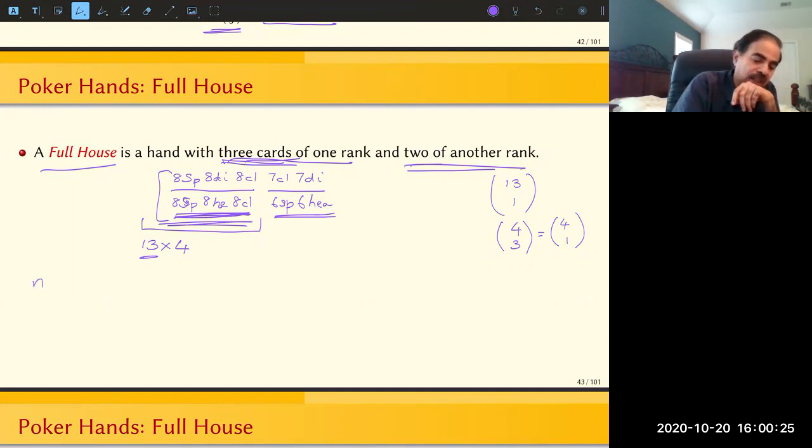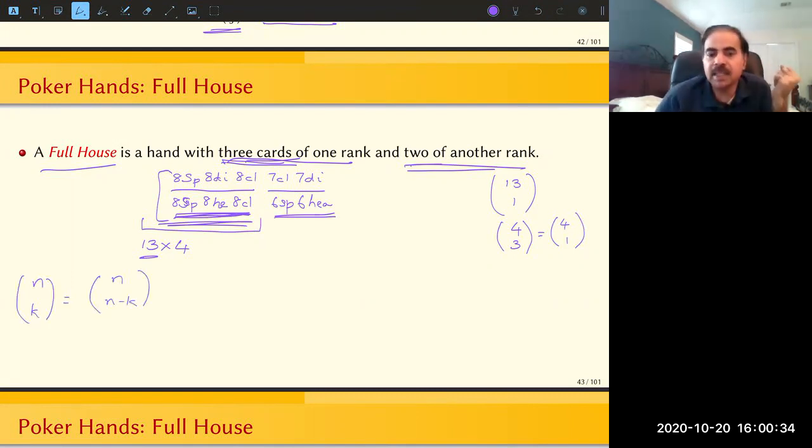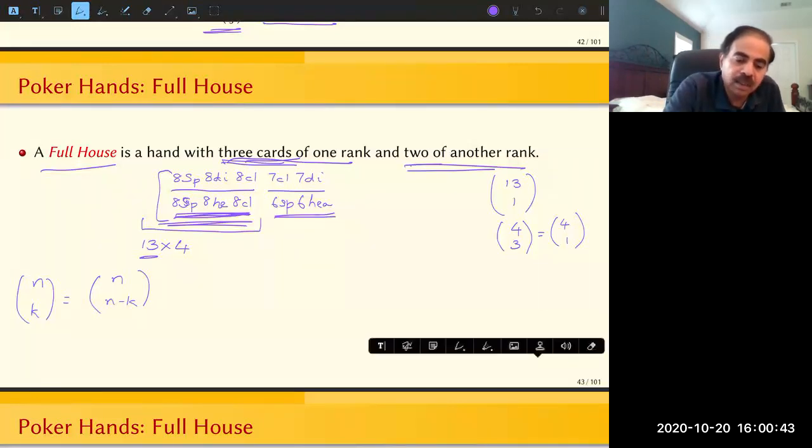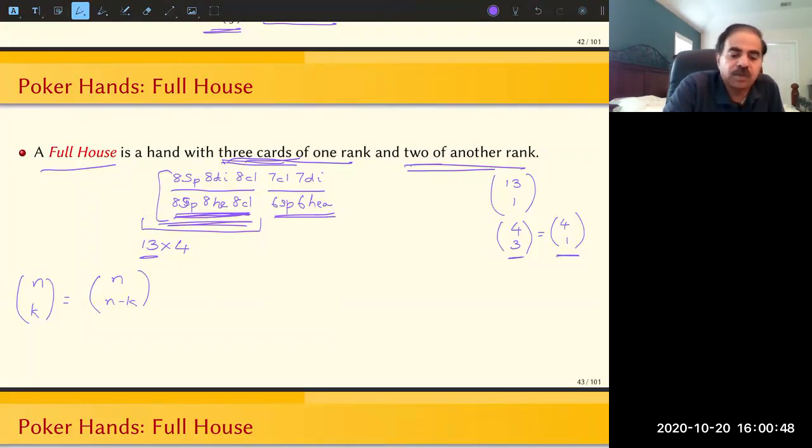I'm sure most of you have come across this identity, right? N choose k is the same as n choose n minus k, right? You can think about why that is, but that's an identity. So instead of doing 4 choose 3, we can do 4 choose 1, which is 4, right? So now we have different ways of figuring this. And then what will be the expression for this?